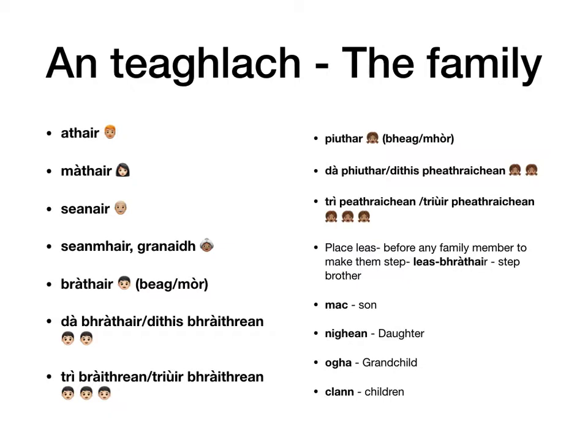Then, brathair, brother. Brathair beag, wee brother. Brathair mòr, big brother. And there are two ways to say that you have two brothers. You can say dà bhràthair or dithis bhràithrean. Trì bràithrean, triùir bhràithrean. You'll notice that the plural doesn't really start with the first set of numbers until three.